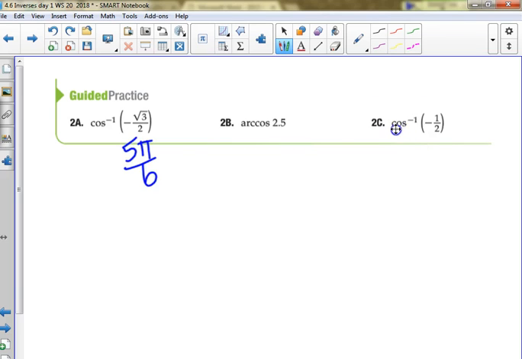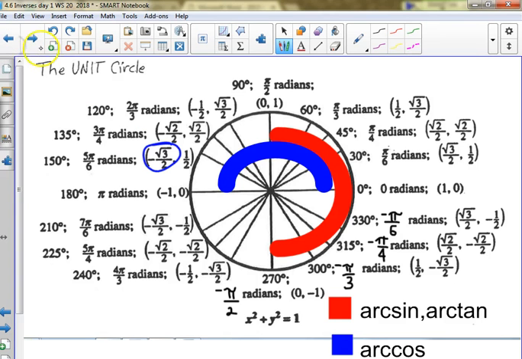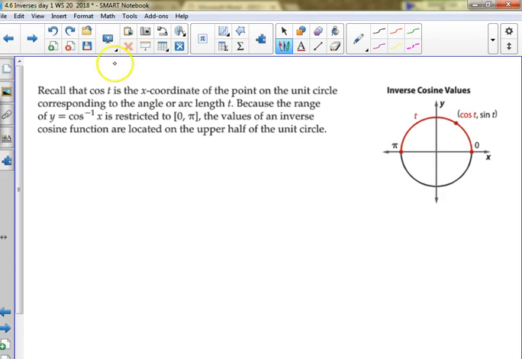Okay. Inverse cosine of negative 1/2. So I go back here. It's cosine. It's still negative. So it's in that quadrant. 2 pi over 3. We good?